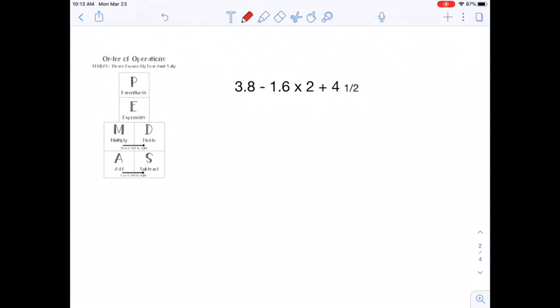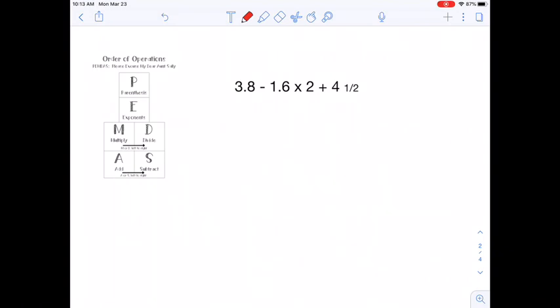Let's look at this one together. Again, we're going to follow PEMDAS every time we see one of these problems. So we've got parentheses, then exponents, multiplication and division in order from left to right, and then addition and subtraction in order from left to right.